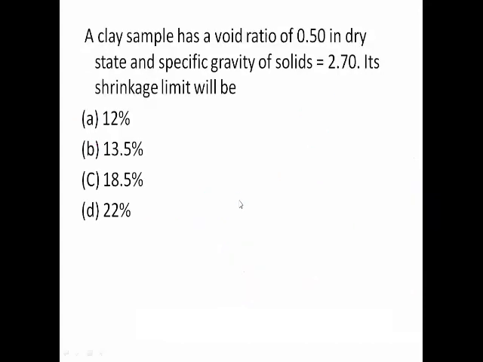A clay sample has a void ratio of 0.5 in the dry state and a given specific gravity. What is the shrinkage limit? Again, at the shrinkage limit, the degree of saturation is equal to 1. We know the formula e is equal to wG by Sr. When Sr is equal to 1, just fully saturated, the water content will become the shrinkage limit. So the shrinkage limit will be equal to e by G. In terms of percentage, it has to be multiplied by 100.